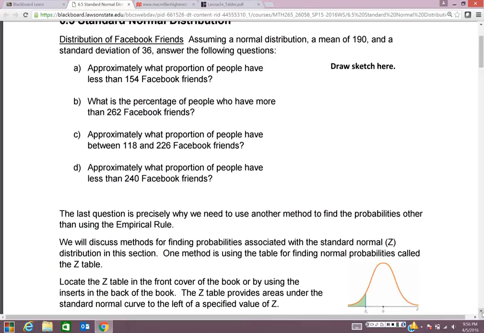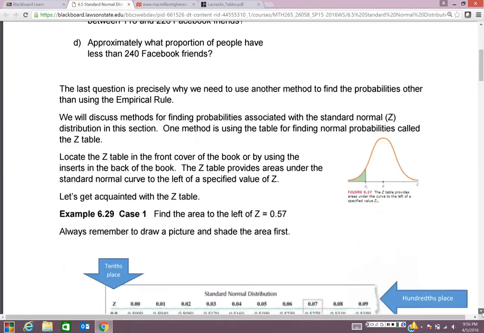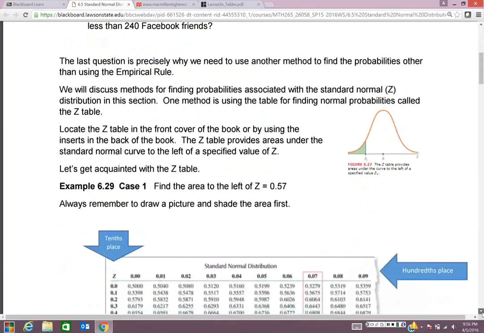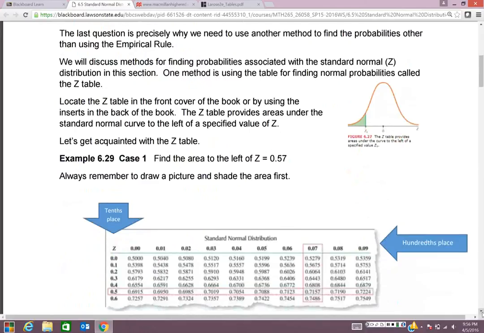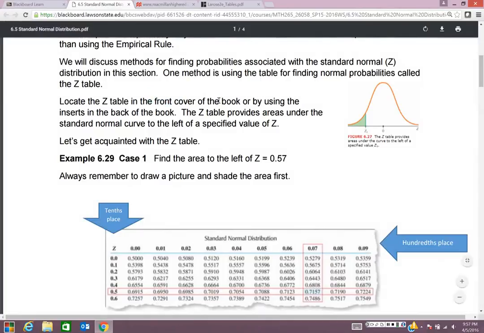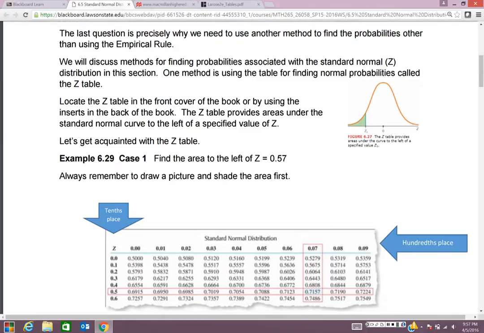Value. Now, we will discuss in this video how to find the area to the left of a z using the z table. So what I want you to do right now is locate the z table in the front cover of your textbook or using the inserts in the back of your textbook. So if you have a textbook, you should find the tables there.